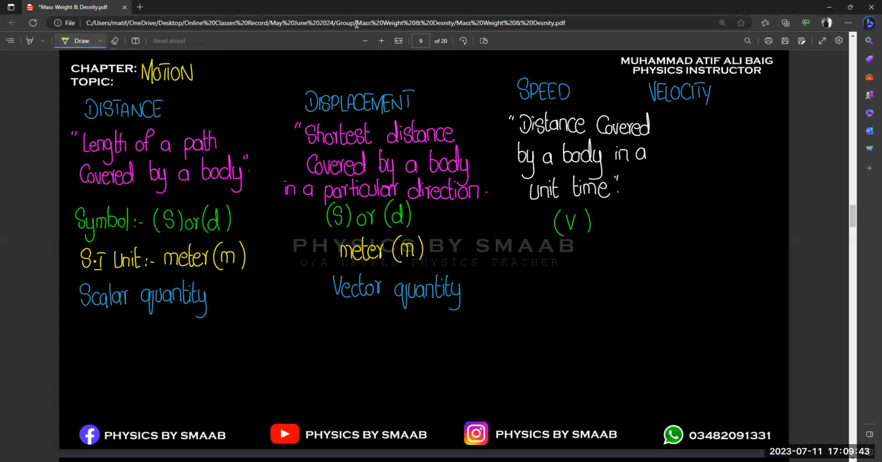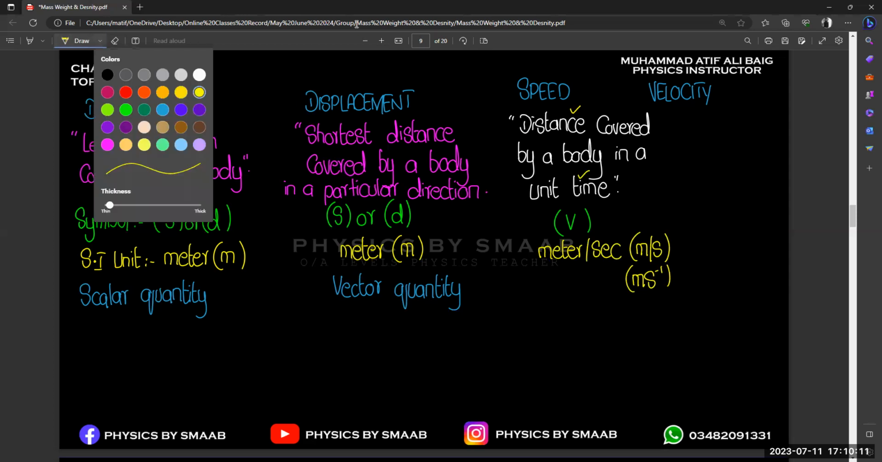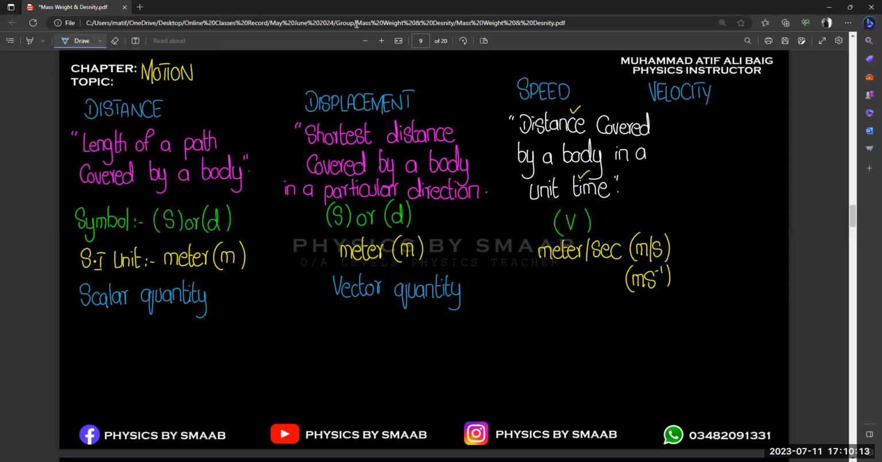Because the SI unit for distance is meter, first you write the SI unit of distance, then the SI unit of time, right? So it will be meter per second, or in short m/s, or you can also write it like this. There are multiple variations in writing the units. And the last thing, again, speed is a scalar quantity, right? Because there is no need of direction in it.